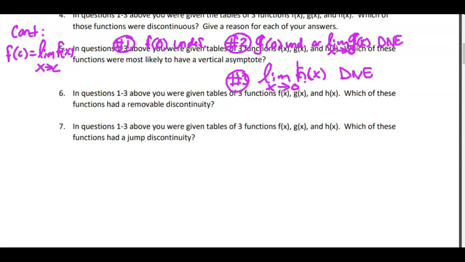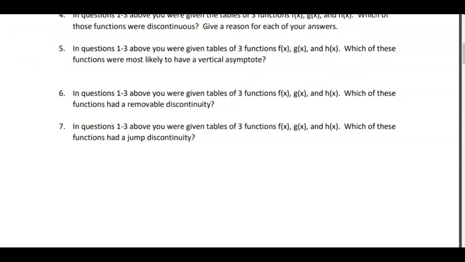Okay. Now for number 5, questions 1 through 3 above, you were given tables of 3 functions. Which of these were likely to have a vertical asymptote? You may recall that was the one where I drew this thing that went like this, right? So that was number 2.